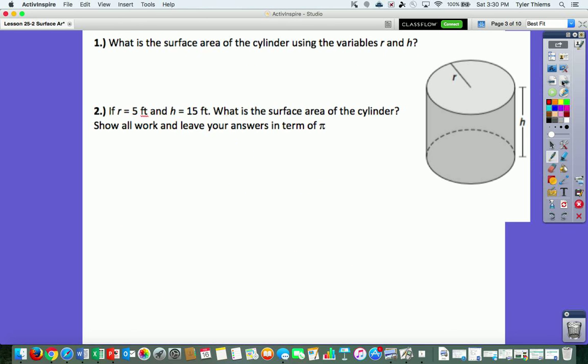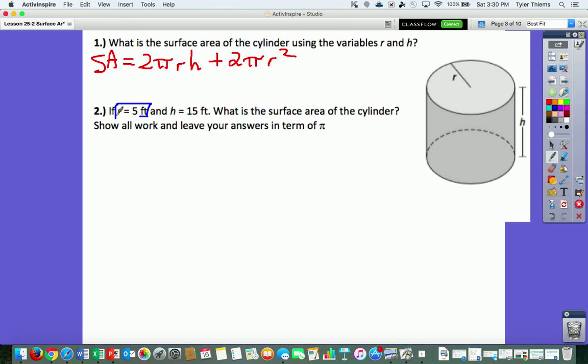If you look below that, what is the surface area of the cylinder using the variables r and h? Essentially what they're asking for here is the formula. The formula to find the surface area of any cylinder is going to equal 2 pi r times the height, that's the lateral portion there, plus 2 pi r squared, and that is actually our circular bases. So that's the formula.